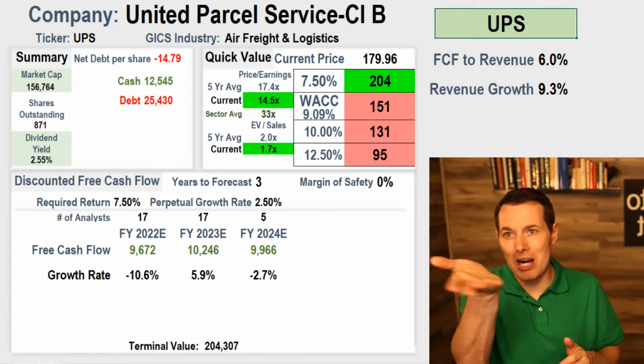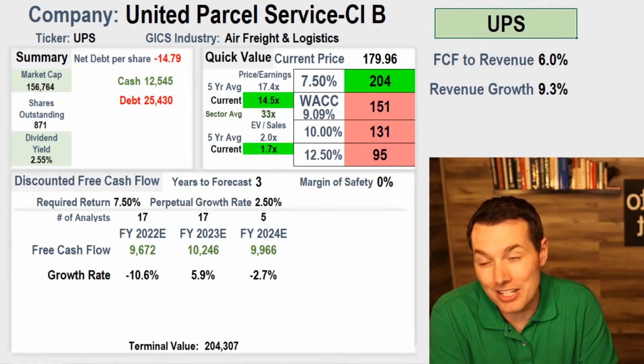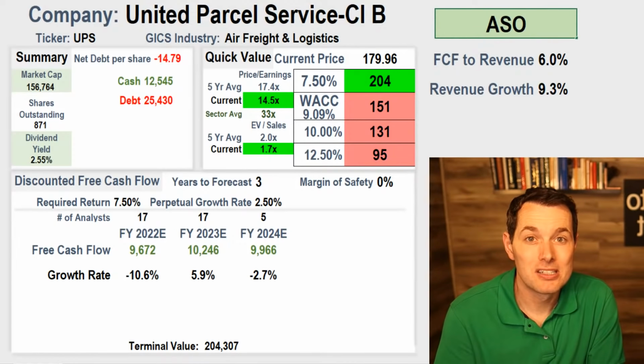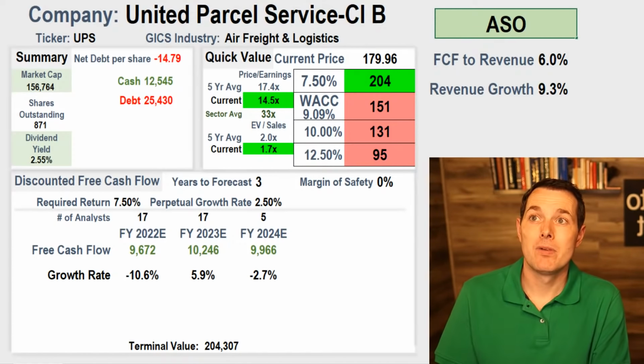I just want to know, why is free cash flow not going anywhere? And you've got enough analysts that it should be somewhat close to accurate.